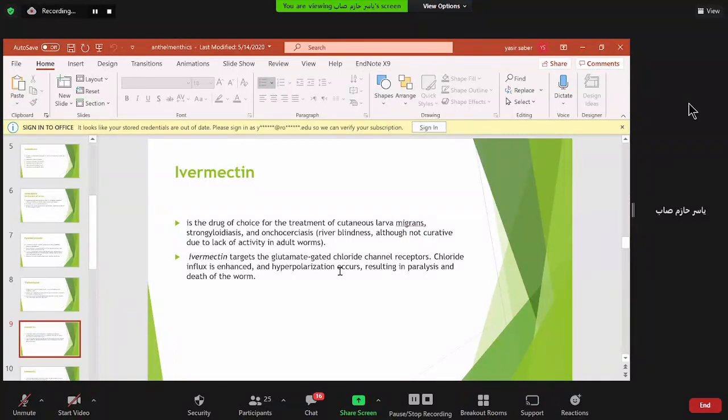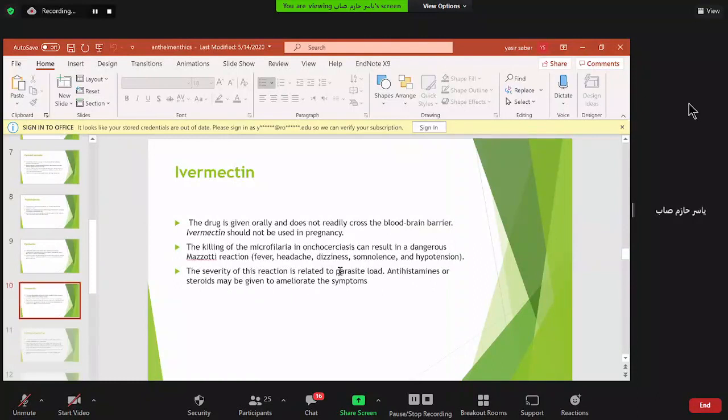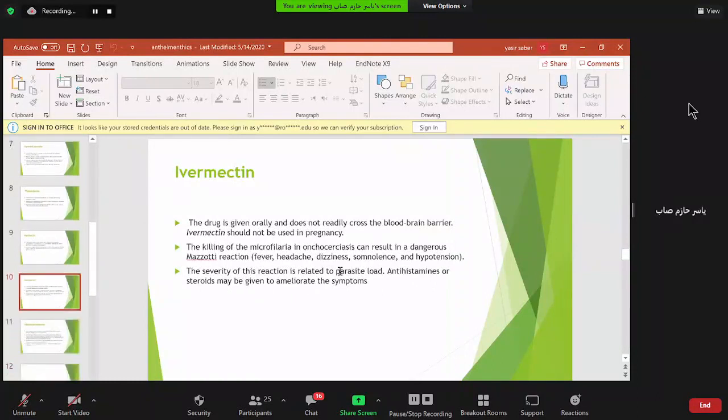ivermectin targets the glutamate-gated chloride channel receptor and causes the chloride influx to be enhanced, so it causes inhibition or a kind of hyperpolarization, resulting in paralysis and death of the worm. Usually it is given orally and does not readily cross the blood-brain barrier. Ivermectin should not be used in pregnancy.